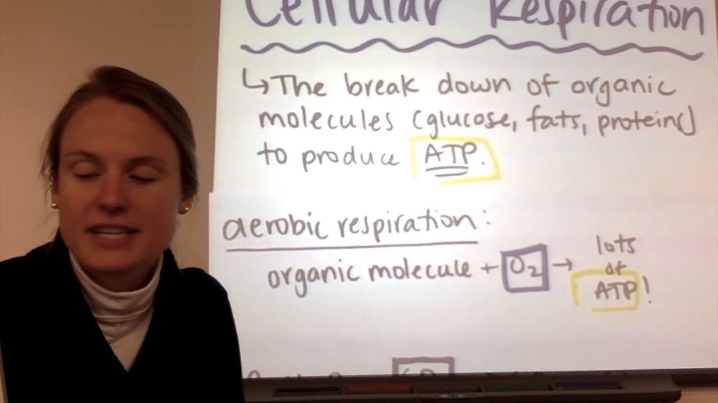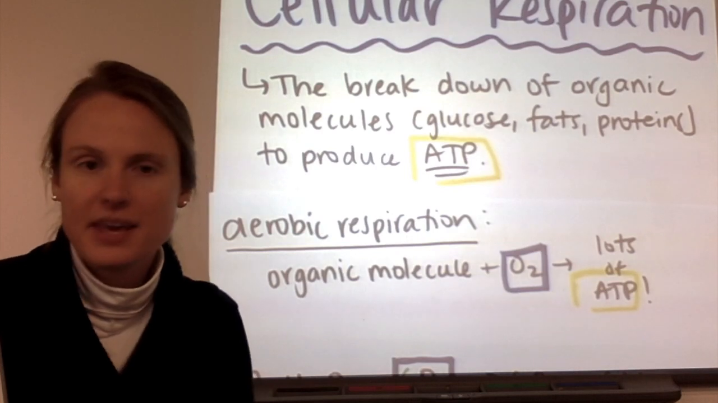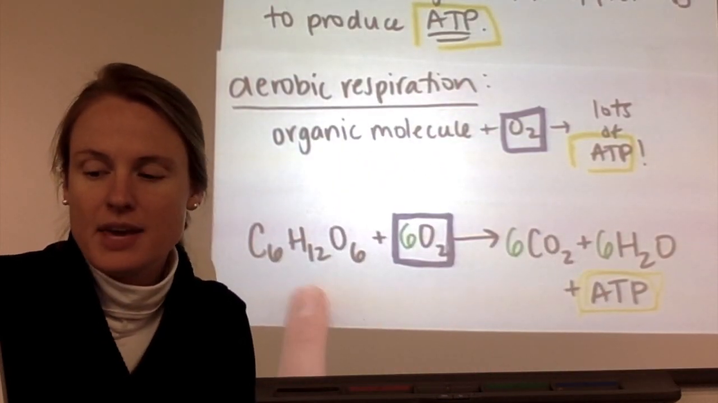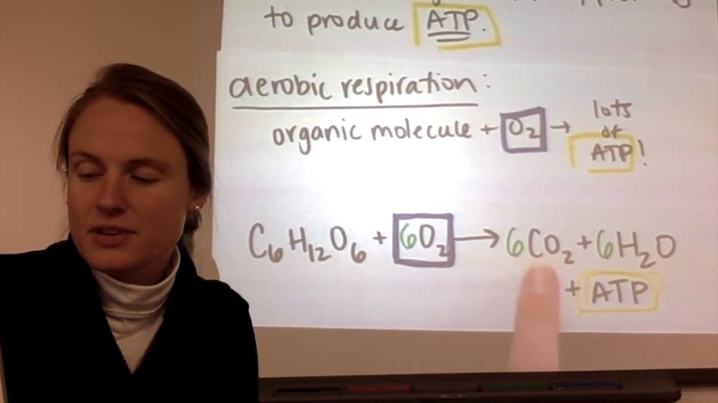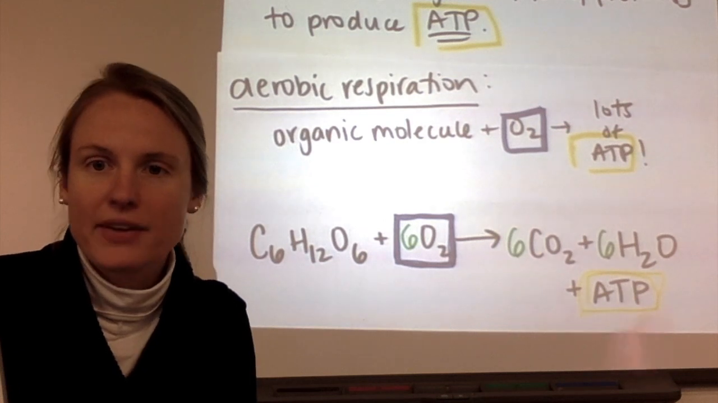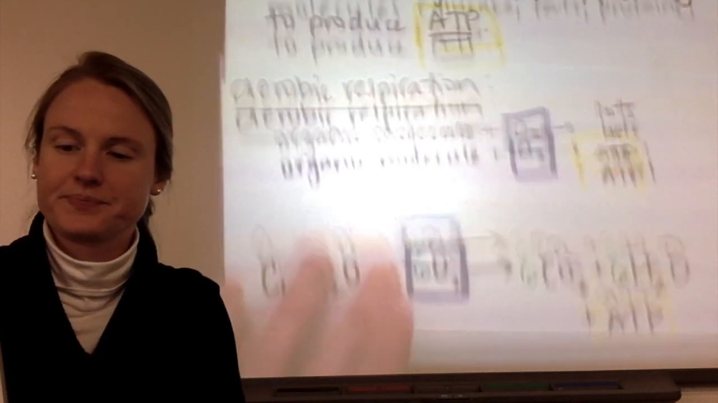Cellular respiration is an aerobic process, meaning it occurs in the presence of oxygen. And the equation for cellular respiration is glucose plus oxygen results in carbon dioxide, water, and ATP. This is a balanced version of the equation, so you can see where all of the atoms are going.